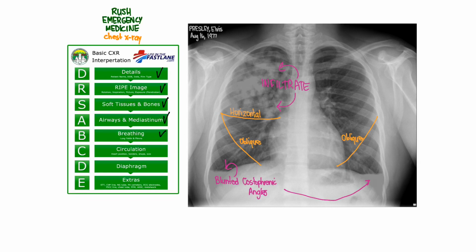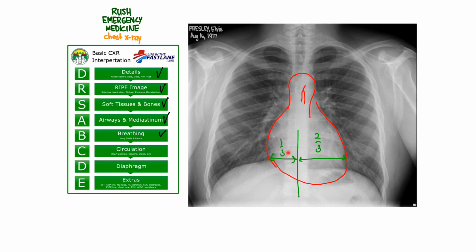Now let's look at C, which is circulation, heart position, borders, shape, and size. About 1/3 of the heart should be right of the midline, and 2/3 of it should be left of the midline. Then we can look at heart size as well. And if we take the length of the chest, the length of the heart should be about half. So the cardiothoracic ratio should be equal to 1/2. We should also see clear, distinct cardiac borders.